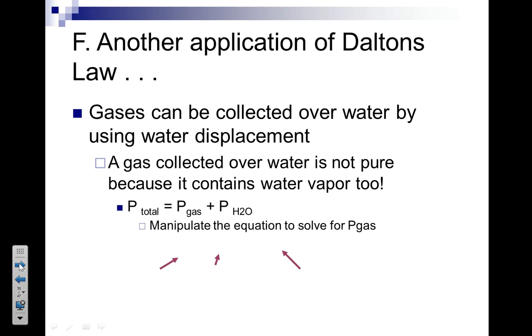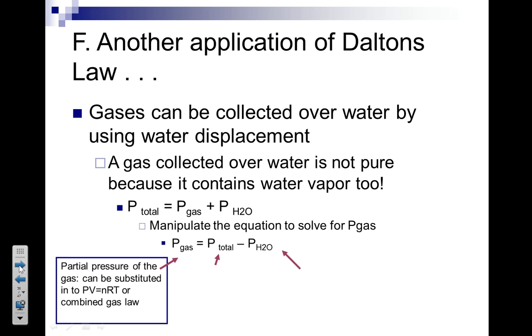So if we manipulate this equation and solve for P gas, or the partial pressure of the gas you collected, then the formula becomes partial pressure of the gas is equal to the total pressure minus the vapor pressure of water. So let's talk a little bit about how each of these are related to one another and how you would identify each of these components so that you could solve.